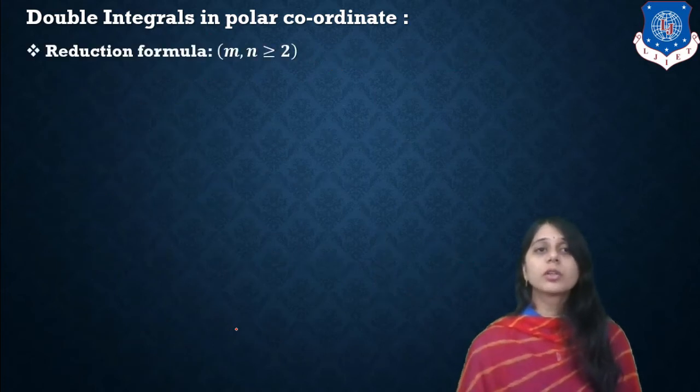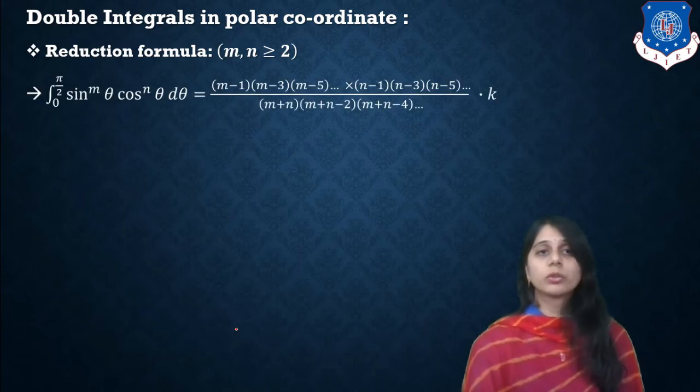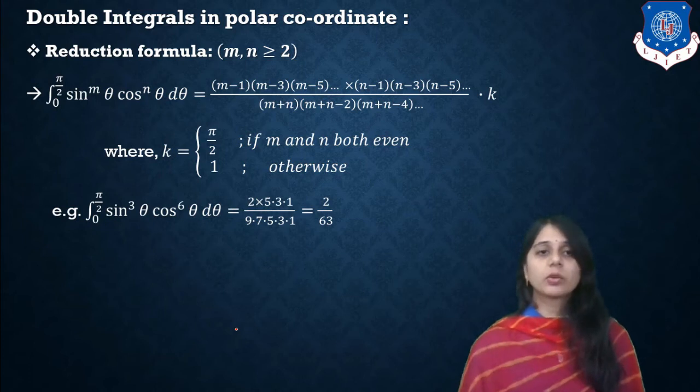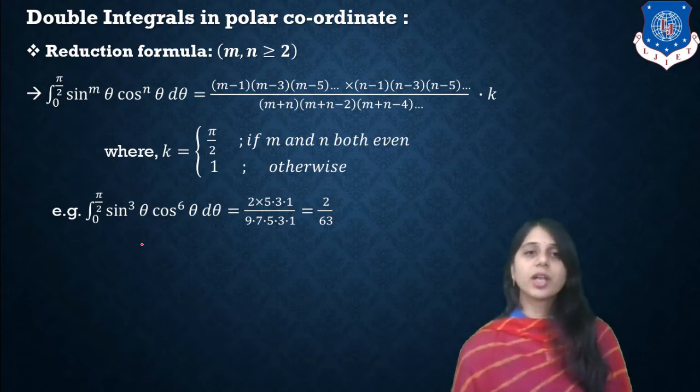Now, double integral in polar coordinates. We use the reduction formula for m, n greater than or equal to 2. We take k equal to pi by 2 when m and n are both even. Taking the example, integral from 0 to pi by 2 of sine cube theta cos 6 theta d theta. Here we would otherwise apply different kinds of cos and sine trigonometry.